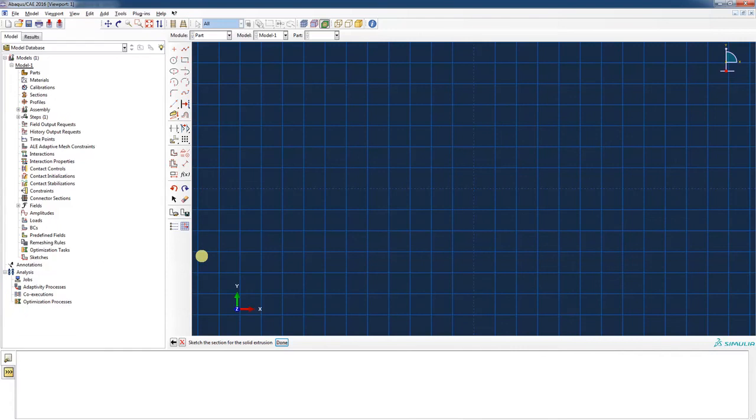So what we're going to do is we're going to find the cross section of our beam, and then we're going to extrude it in the Z direction. So I'm going to hit the point button. I'm going to come down here, I'm going to put in my points, and let's make the center of it at 0, 0. So the edges, the corners, will be at 10.